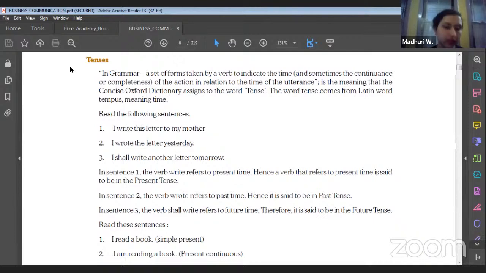Tenses. So what are the different kinds of tenses? Yes. So Preeti, Pratiksha and Sumati tell me that we have past, present and future tenses. Okay. Yeah, correct. Very good. So the word tense comes from a Latin word called tempus, which means time.